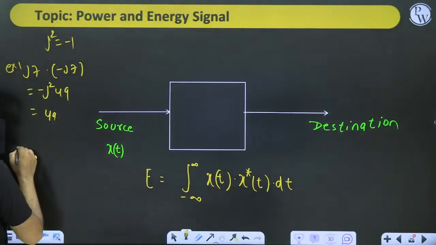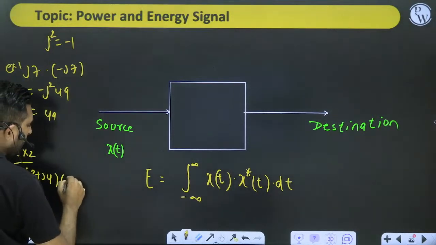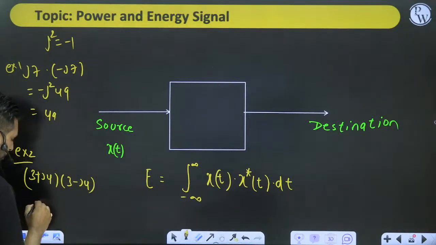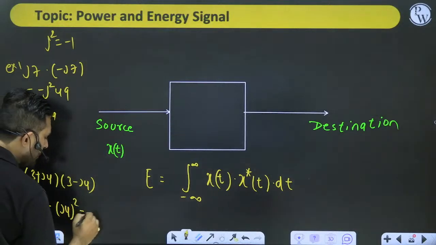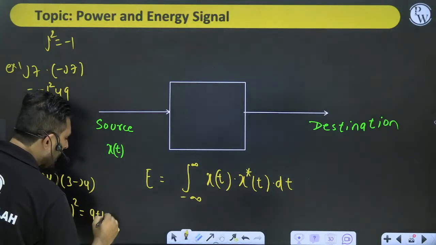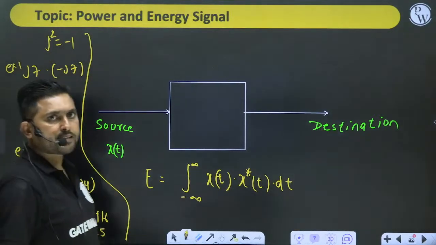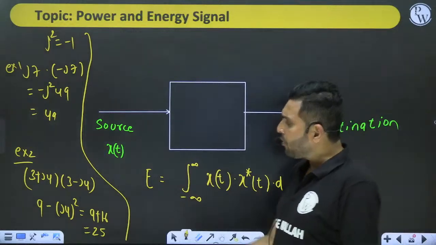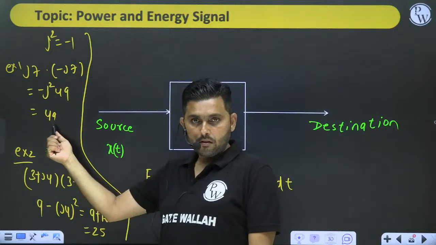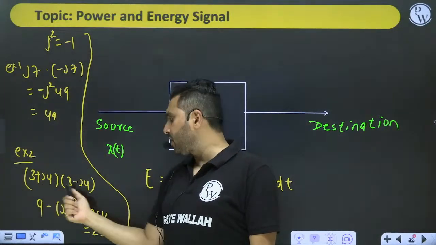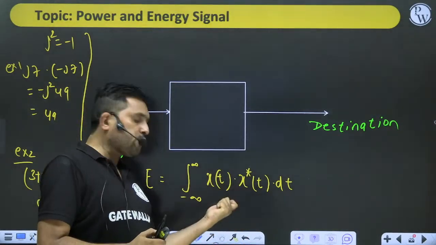Example 1. Example 2. Let's consider 3 plus j4 multiplied with 3 minus j4. You will get 9 minus j square 16, which is 9 plus 16, and comes out to be 25. In both these examples, one thing is very clear: when you multiply a complex number by its complex conjugate, it becomes real. Yes or no? So what is the purpose of multiplying the function with its complex conjugate? To make this function real.